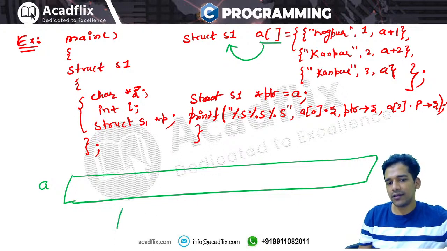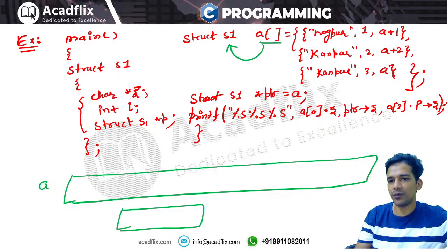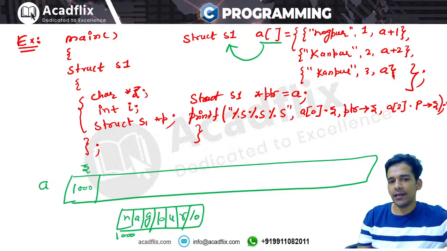So this first member is initialized with the string Nagpur. This means that Nagpur is a string which is stored somewhere in the memory. Okay, it is stored somewhere in the memory like this, and it is having some base address, let us say 1000. So this pointer will be keeping the base address of this string. That means the first member will be 1000, that is Z. Okay, Z. Then the second member is an integer variable, so it is having the value 1. Okay, I is having a value 1.